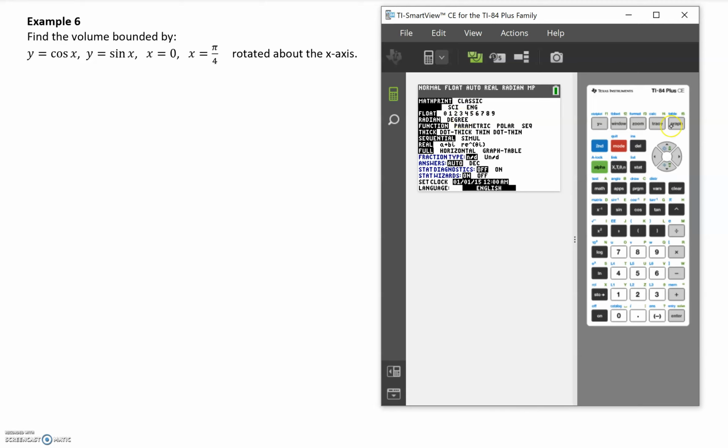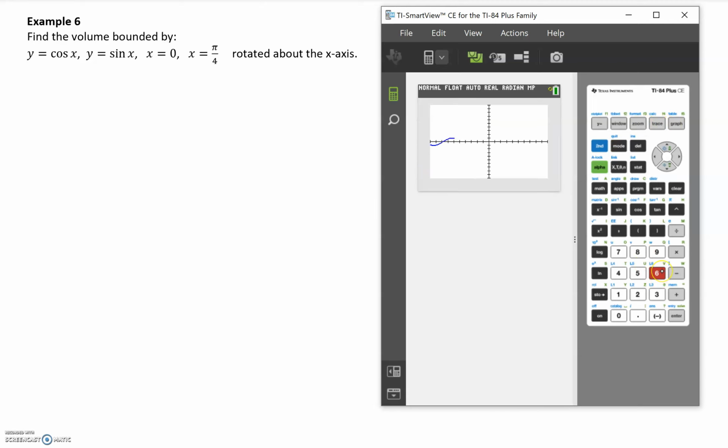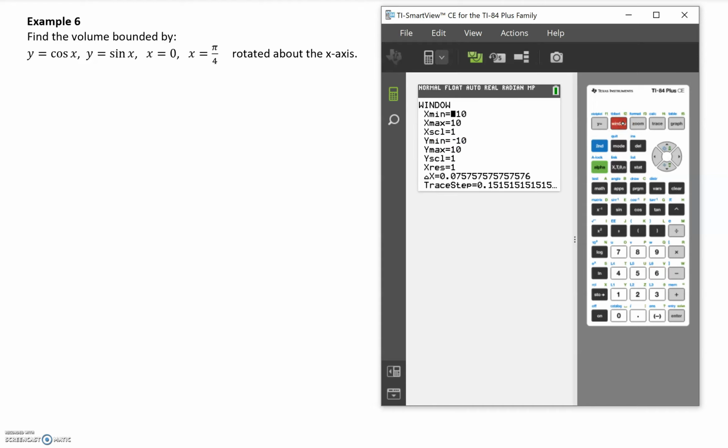It is in radians, so if I do a zoom 6, of course I'm going to see many oscillations, but we only care between 0 and pi over 4 for our x value. So let's go to window between 0 and pi over 4. And that looks a bit funky because my y values are so big. Let's zoom into like -2 to 2 because we know the amplitude of these guys is just 1.